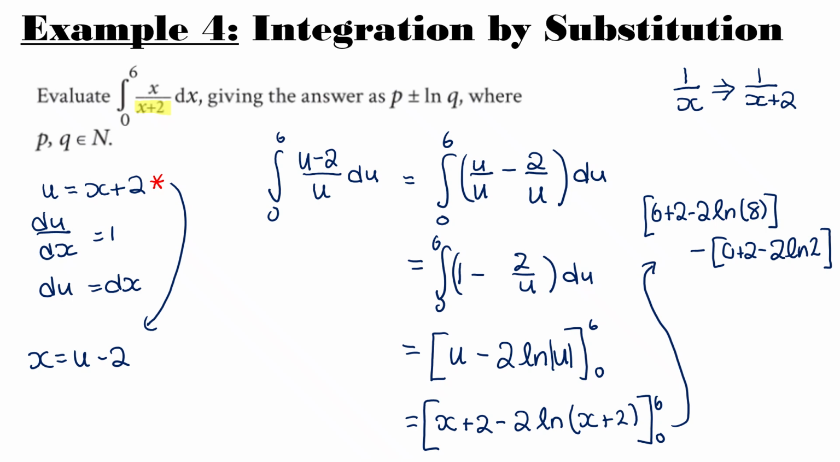And this answer, we want to write it in the form p plus or minus ln q. That plus or minus means it's one or the other. So tidying that up, we get 8 minus 2 ln 8 minus 2 plus 2 ln 2. I'll just write that out again so we can see it really clearly. So that is 8 minus 2 ln 8 minus 2 plus 2 ln 2. Now, I have a p, so 6. That part's fine. I have a constant on its own, but then it should be plus or minus a log, which I don't have at the moment.